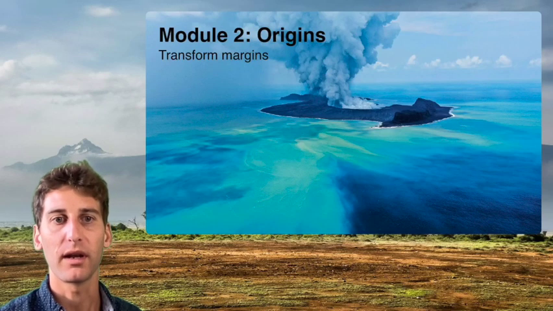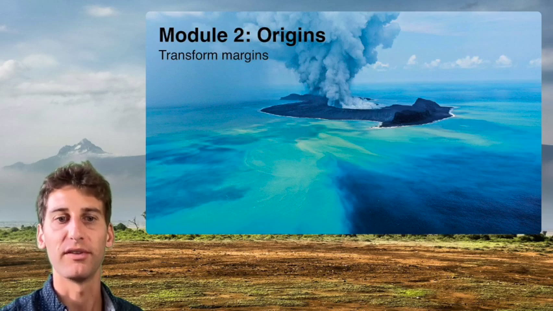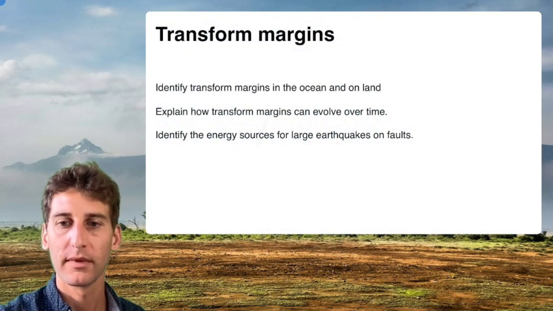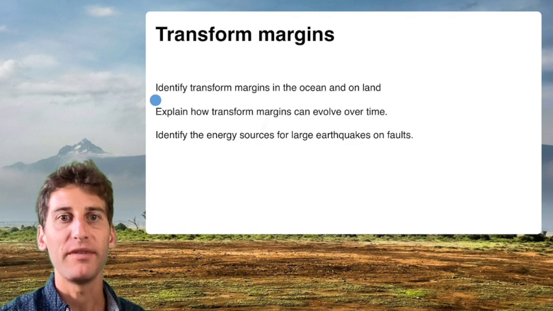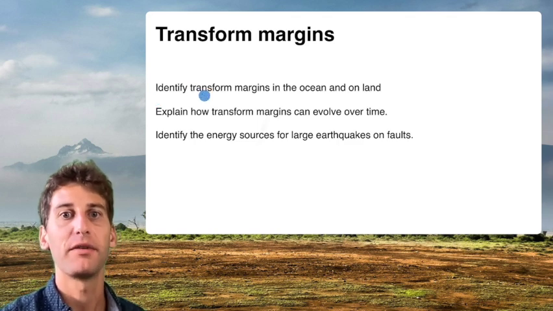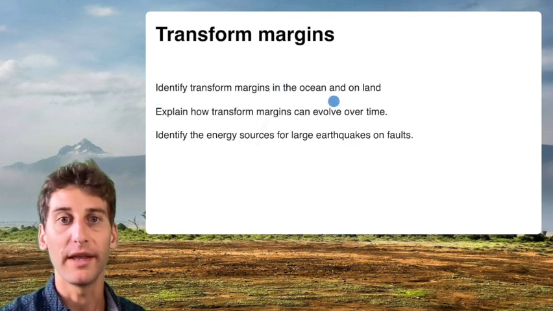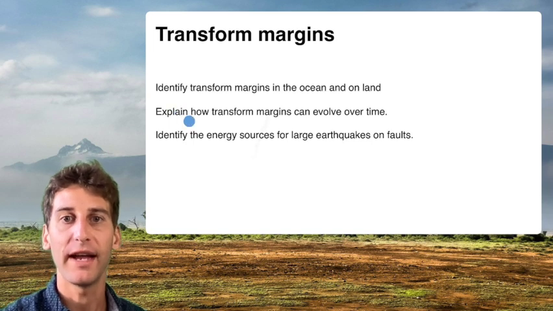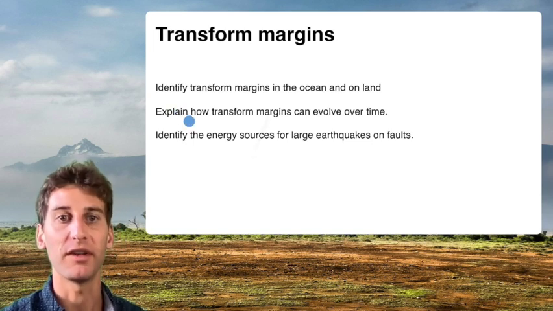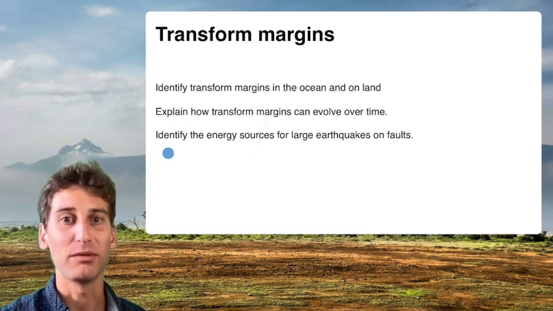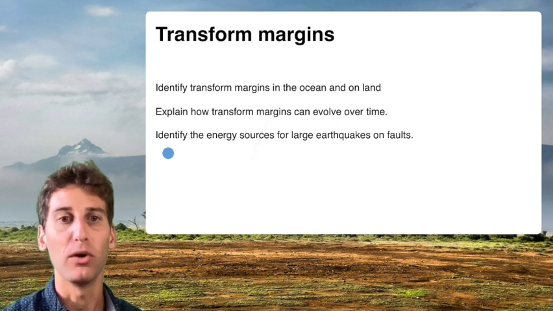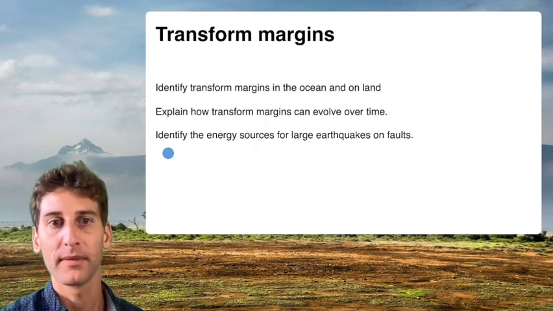Alright, so in this video we're going to close out our discussion of different types of plate boundaries by looking at transform margins. What you should take away from this video is the ability to identify transform margins in the ocean and on land, and then to identify how transform margins can change over time. This is key because they're really kind of the connective tissue that holds all of plate tectonics together.